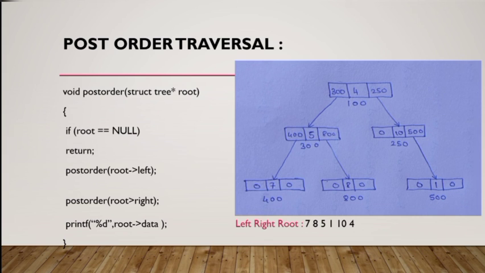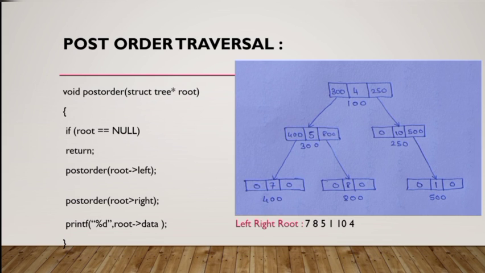Now the root equal to null, yes, and it returns to 100. Now 100's right, root of right. Now 100's right is 250. 250 is passed as an input to the function. If root equal to null, no, condition false, and postorder root of left is 0, so root of right is 500. Now 500 is passed as the input to the program. Now the root is not equal to null, then root of data. Now 500's data, 1, is printed.